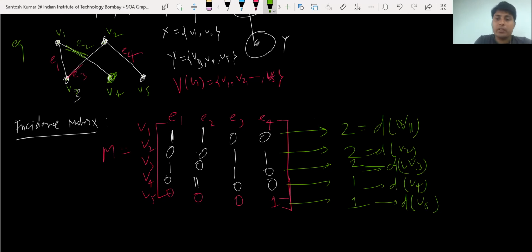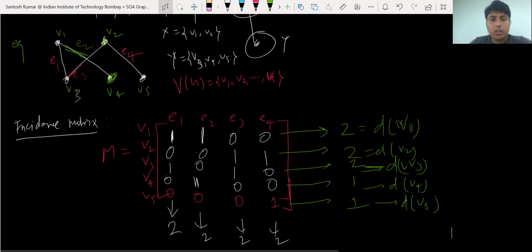Okay, like E2 and E1. Degree of vertex V2 is 2. For V2 you will have 2 incident edges like E3 and E4, you can see. So like this. And as I told already, if you add column you will get sum 2, 2, 2 and 2. So always a column sum is going to be 2 in case of incidence matrix.